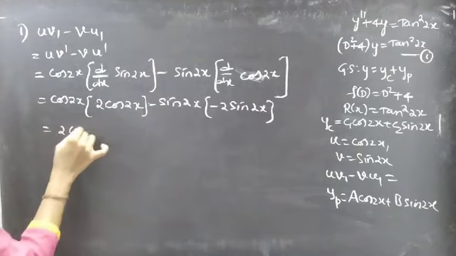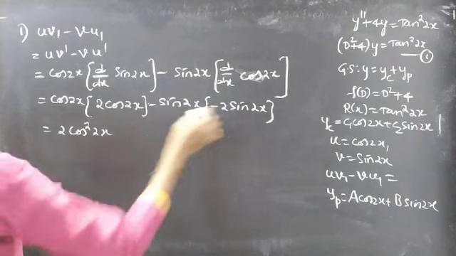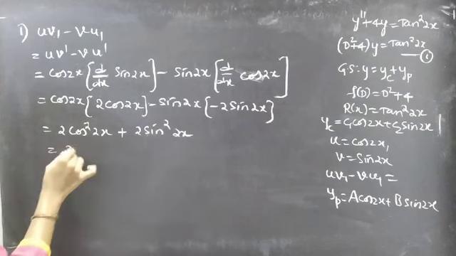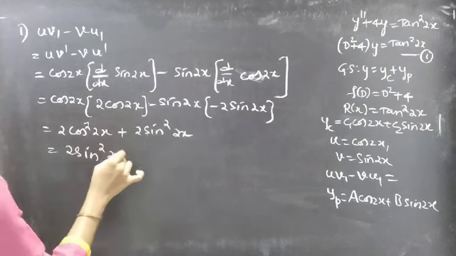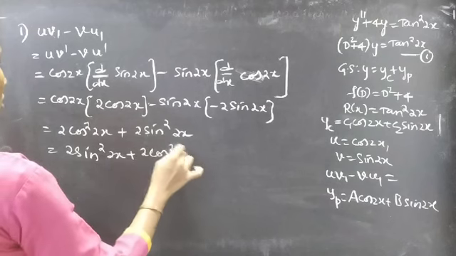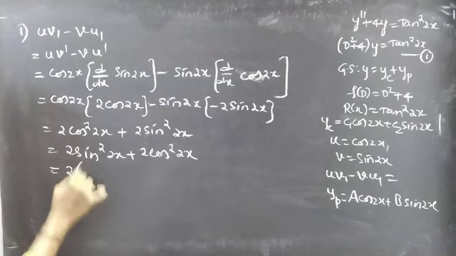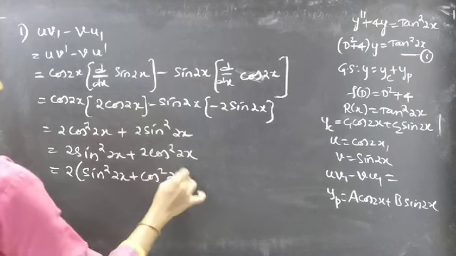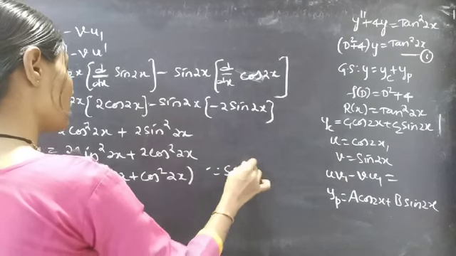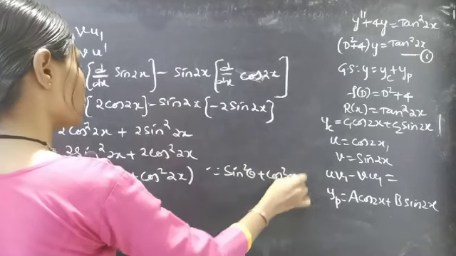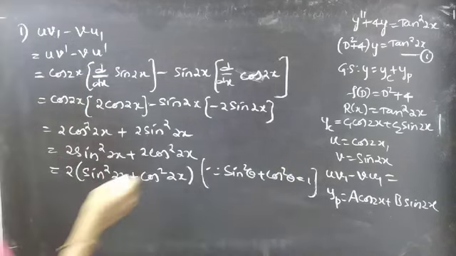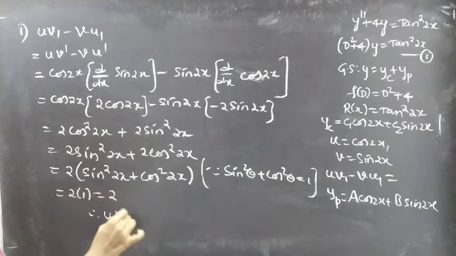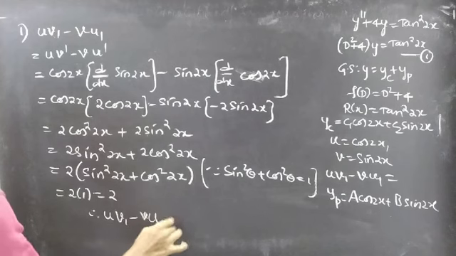This is equals to 2 cos square 2x, minus into minus, plus 2 sine square 2x, or we can write it as 2 sine square 2x plus 2 cos square 2x. Now take 2 common from these two terms, we'll get 2 times sine square 2x plus cos square 2x. Since we know that sine square theta plus cos square theta equal to 1, sine square 2x plus cos square 2x is 1. So we'll get 2 into 1, which is equals to 2. Therefore, uv1 minus vu1 equal to 2.